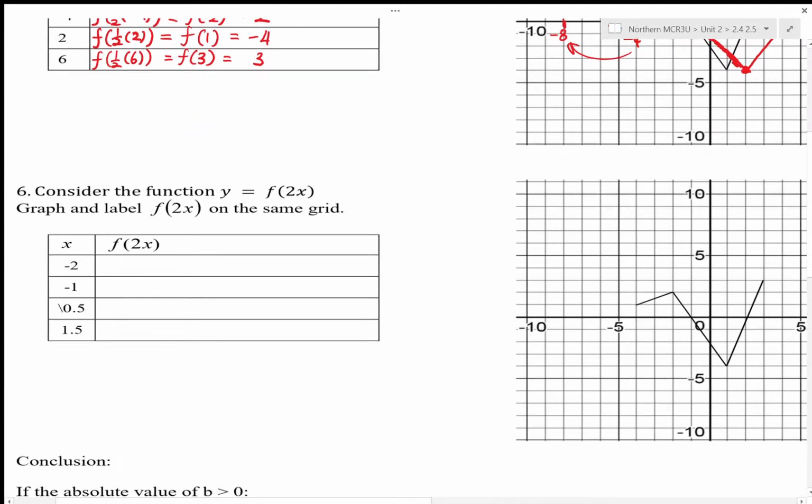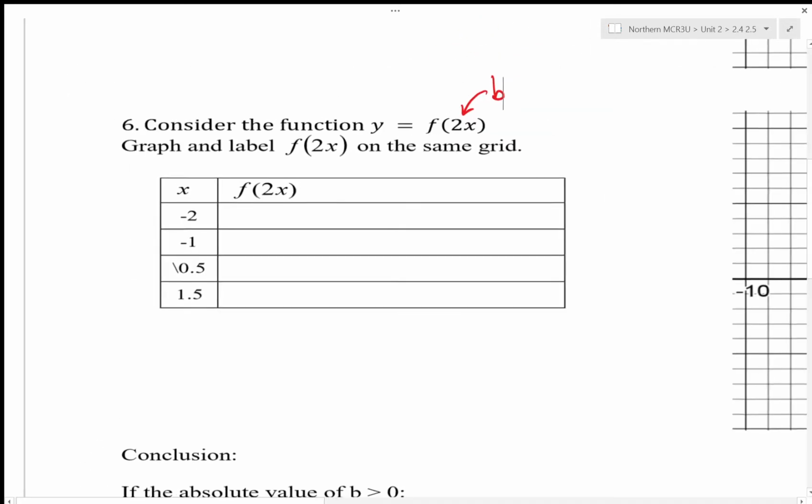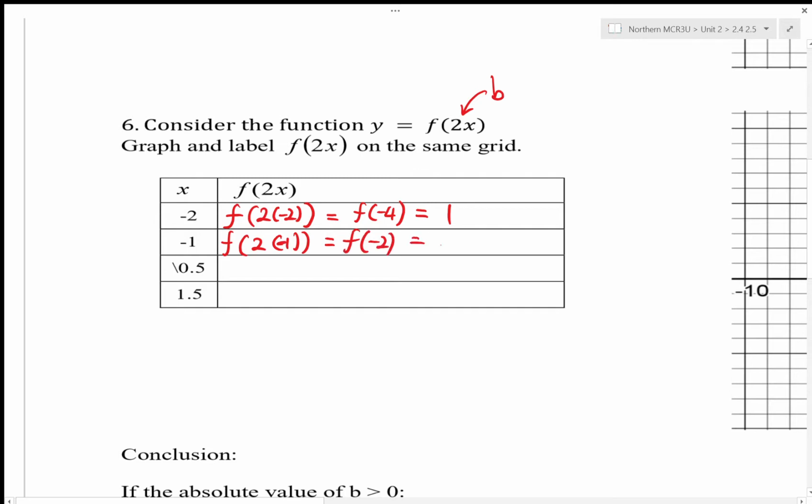Now let's take a look at this one. Obviously from the previous one, we can guess that this 2, the b value, will probably make our graph half of the length of what we had before. So let's examine it. If we have x as -2, that means it's 2 times -2 inside of the function. That gives me f at -4. But f at -4 again was 1. Now f at 2 times -1 gives me f at -2, which gives me 2.